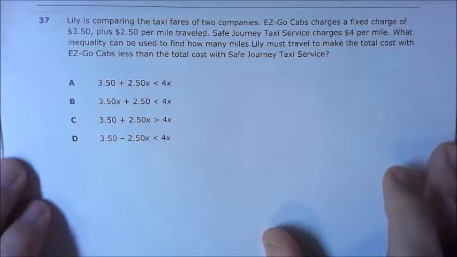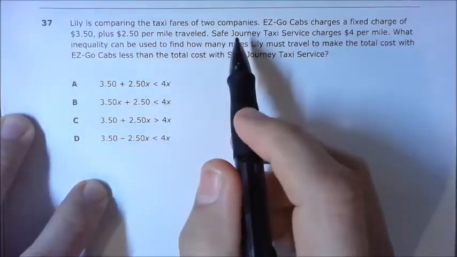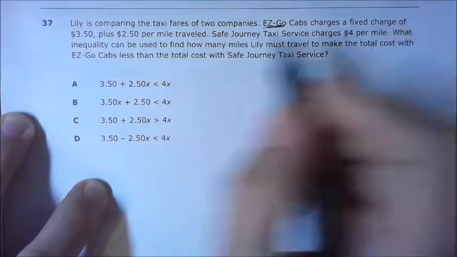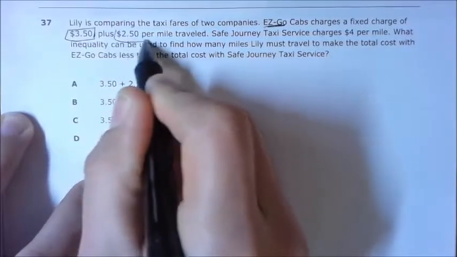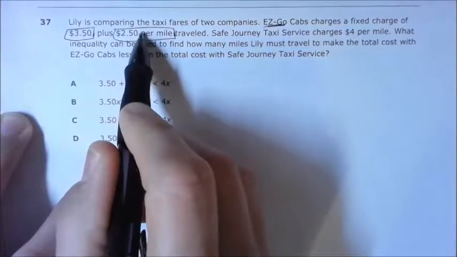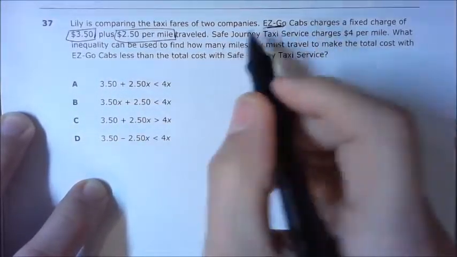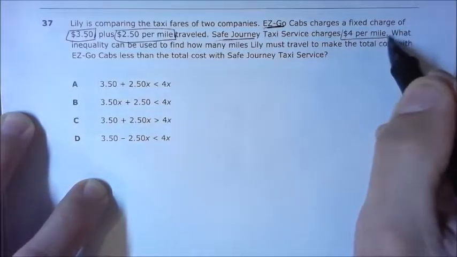Alright, in this problem on number 37, it says Lily is comparing taxi fares for 2 companies. EasyGo cabs, underline it, charges a fixed charge of $3.50, we're going to box that, plus $2 per mile traveled. So this is my y-intercept, and this is my unit rate. And let's see, it says Safe Journey Taxi, underline, charges a service of $4 per mile.